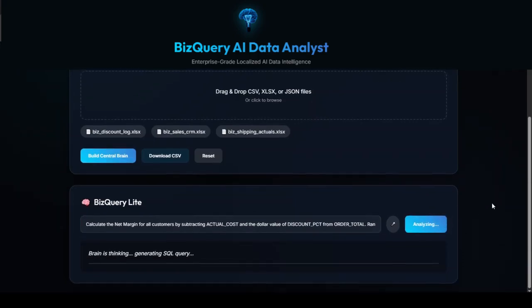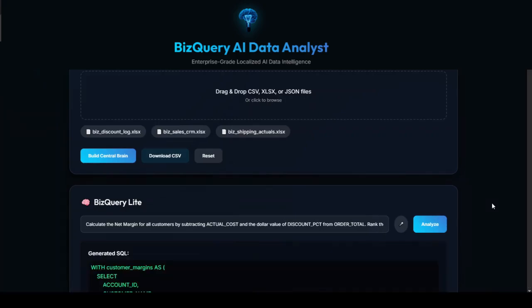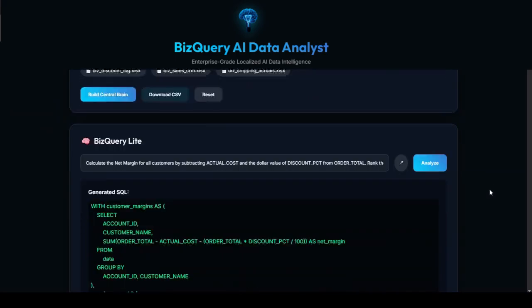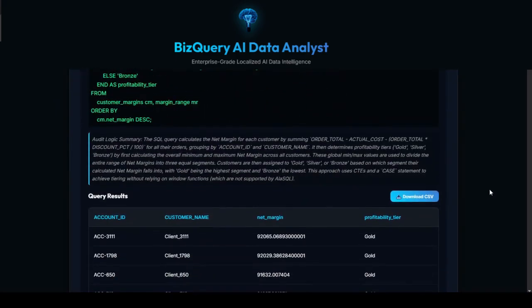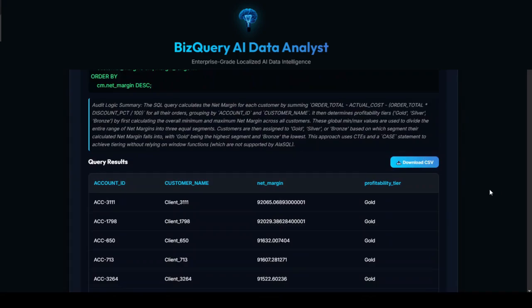By automating the calculation of net margins across thousands of records, we eliminate the risk of manual spreadsheet errors and, more importantly, solve for the complexity of variable discounts. This allows a business to move beyond top-line revenue and focus on the efficiency truth, identifying where actual profit is generated. The account ID and customer name columns are the sovereign identifiers.